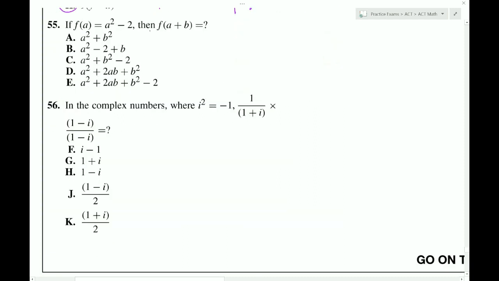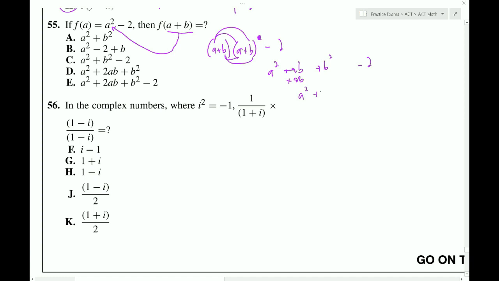f of x equals this. What is f of A plus B? So we just have to plug in A plus B wherever we see our input value. So (A plus B) quantity squared, minus 2. So this, of course, is a FOIL. Alright, so we have to do first, so we get A squared, outer, AB, inner, another AB, and last, B squared. We still have the minus 2. So A squared plus 2AB plus B squared minus 2.